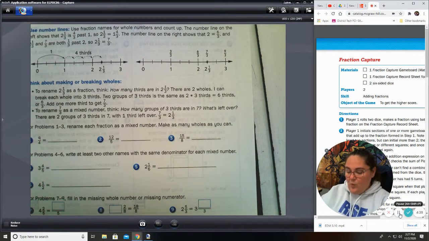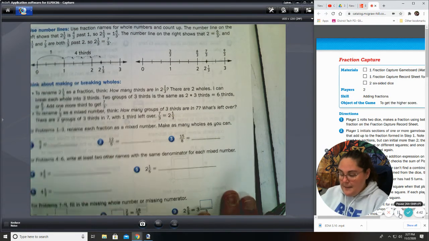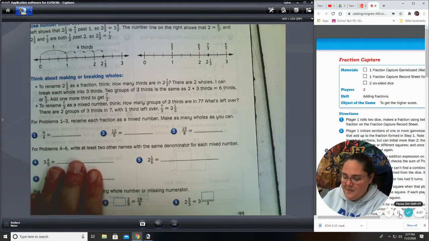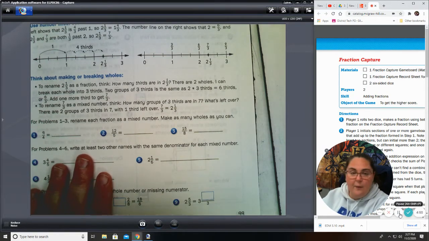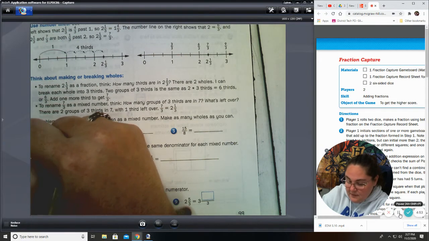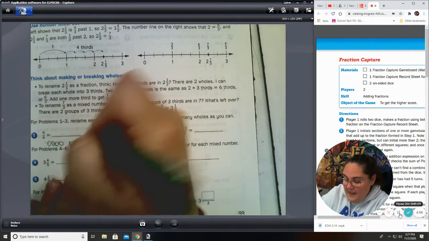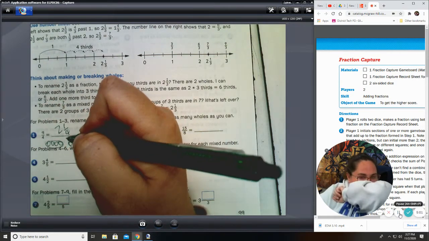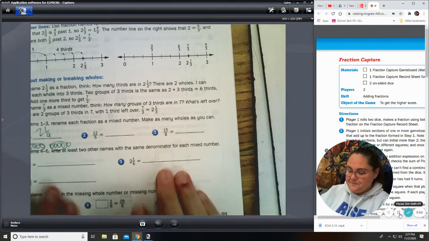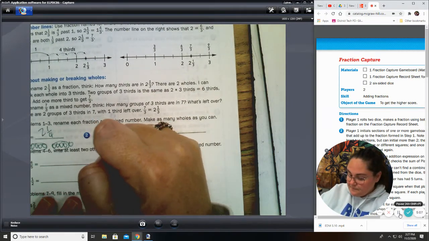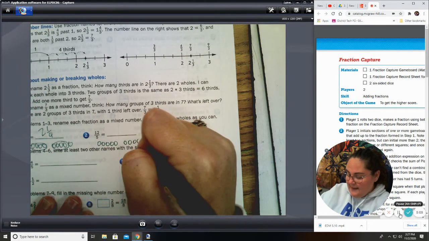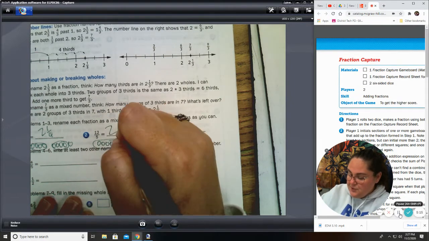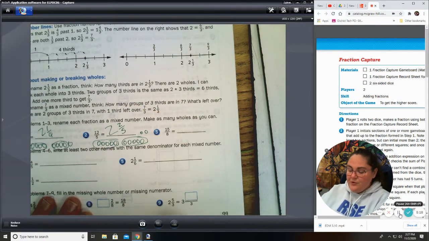For problems number 1 through 3, rename each fraction as a mixed number. Make as many wholes as you can. It doesn't say make as many names. It says make as many wholes as you can. So 9/4. We already did that one on the picture. I did 9 circles. And that means 2 and 1/4. 12/5. 6, 7, 8, 9, 10, 11, 12. 2 and 2/5. I want you to do number 3.